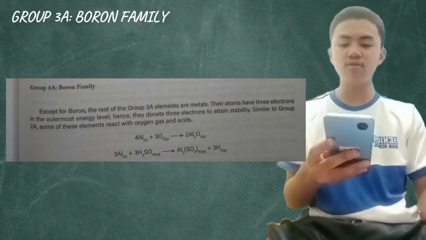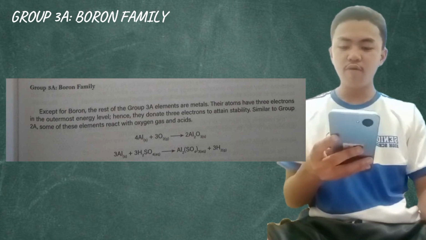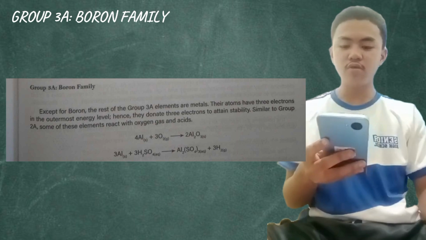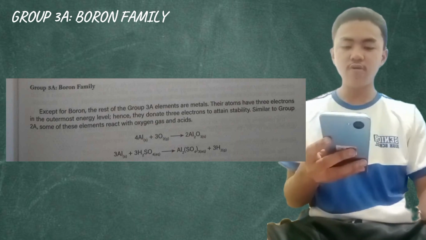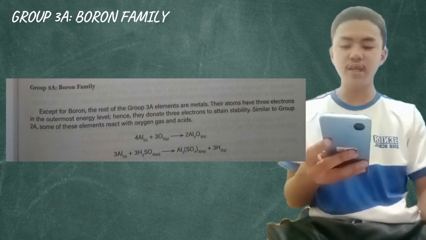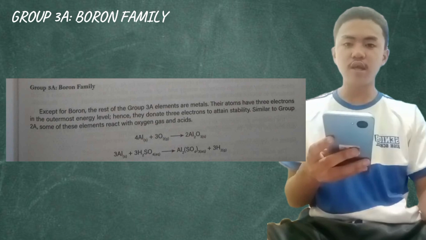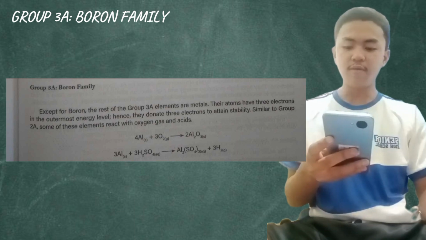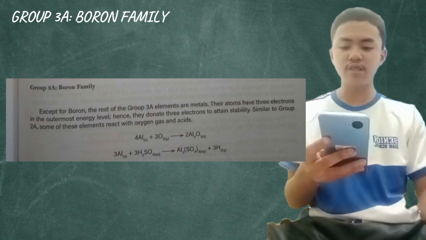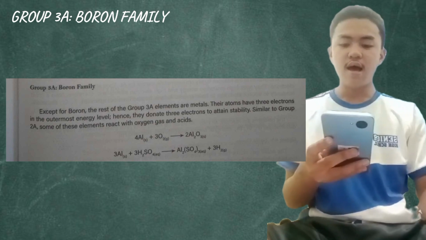So, according to group 3A boron family, except sa boron, ang the rest sa group 3A elements kay mga metals. Ang ilang atoms kay naay 3 electrons sa outermost energy level, tas nag-donate siya og 3 electrons para maka-attain siya stability. Tas similar siya sa 2A kay ang some of these elements kay nag-react siya sa oxygen and acids.